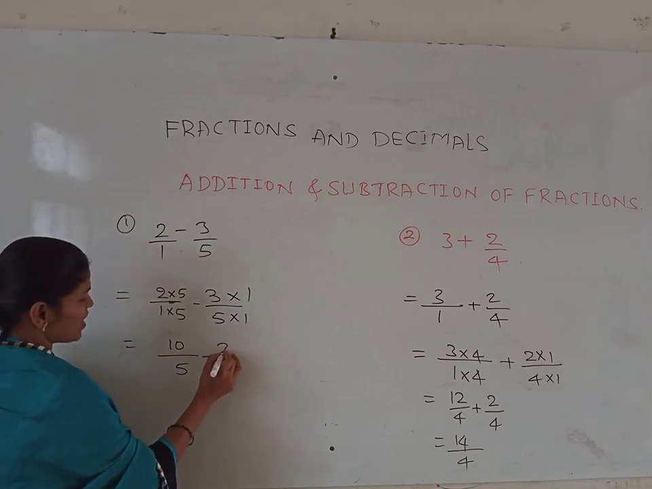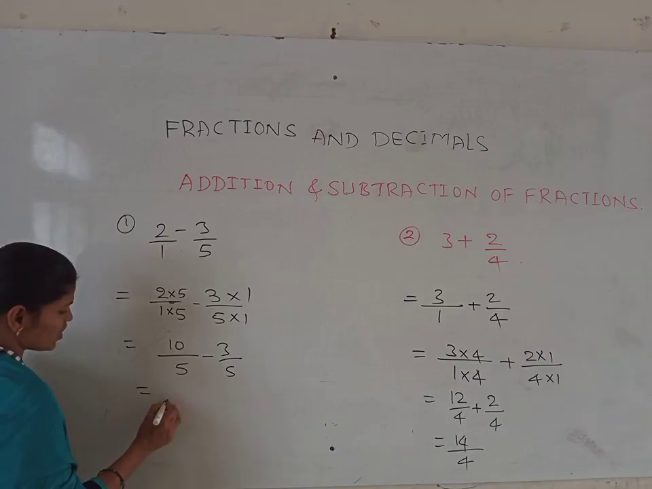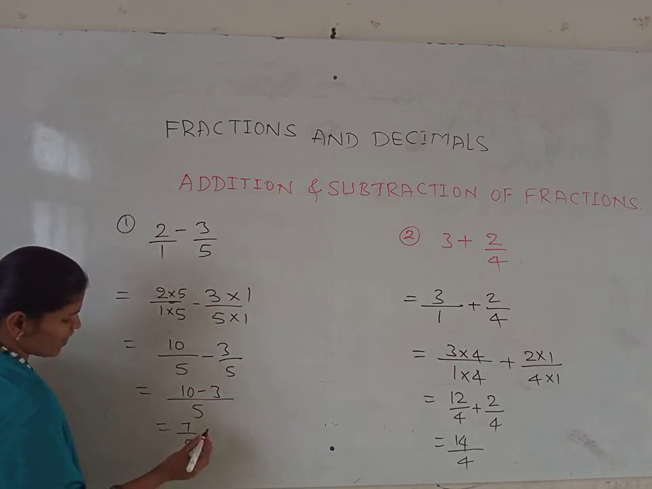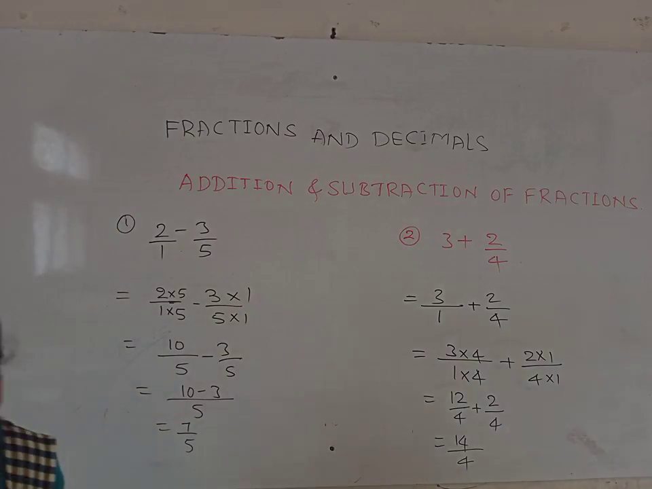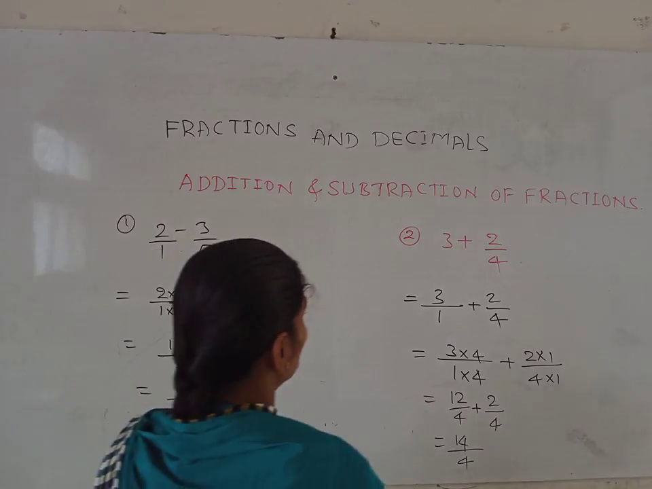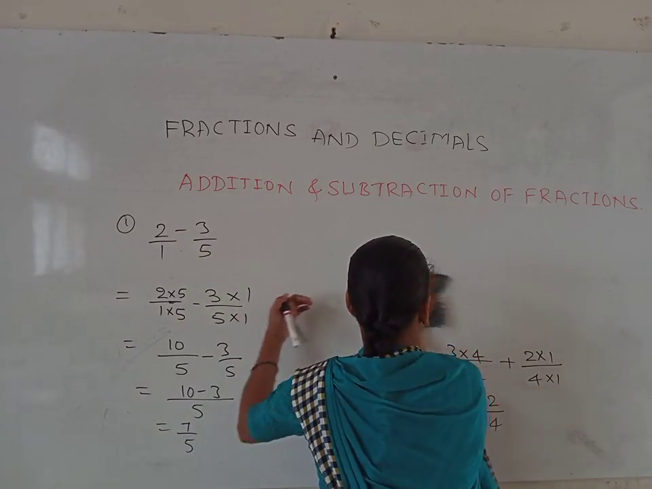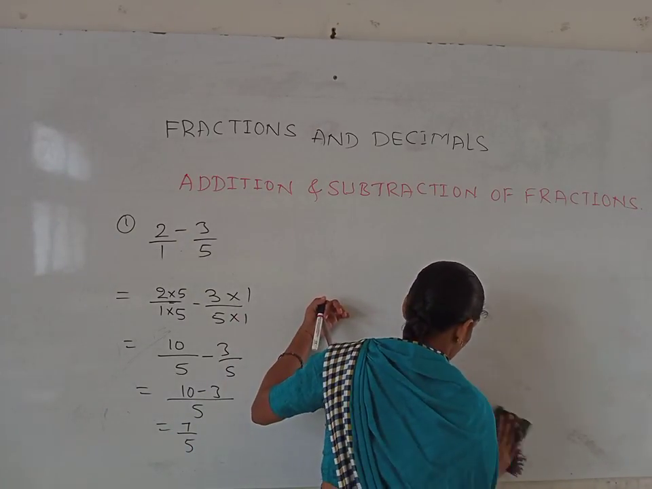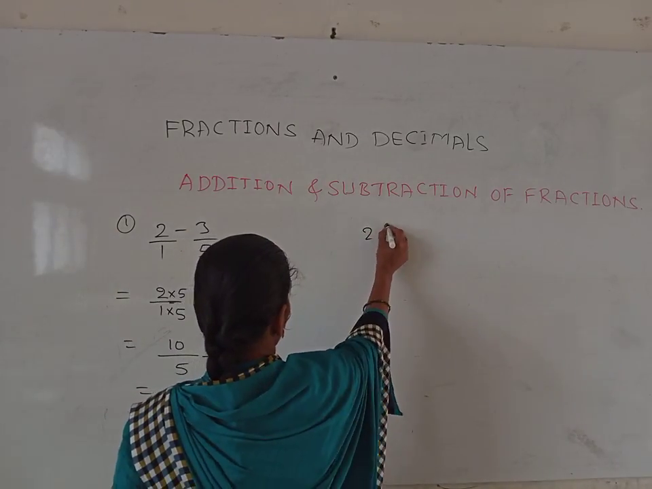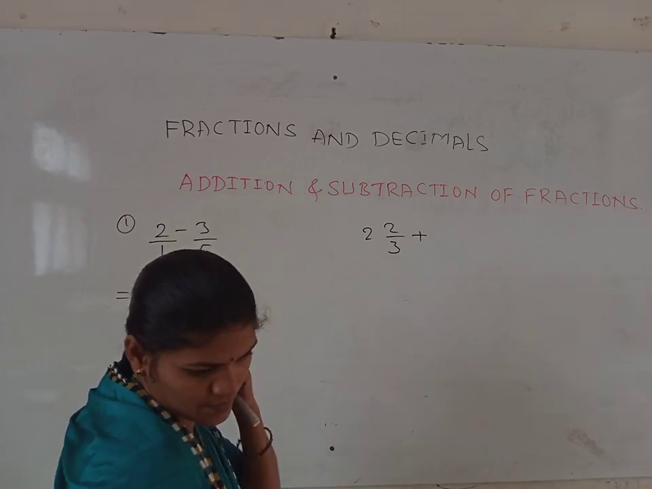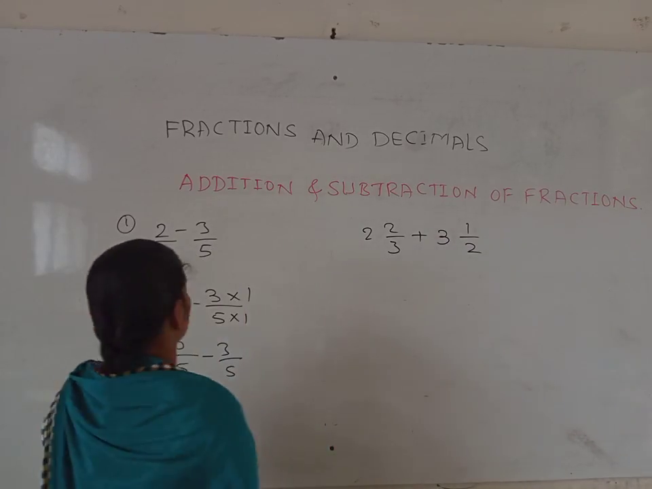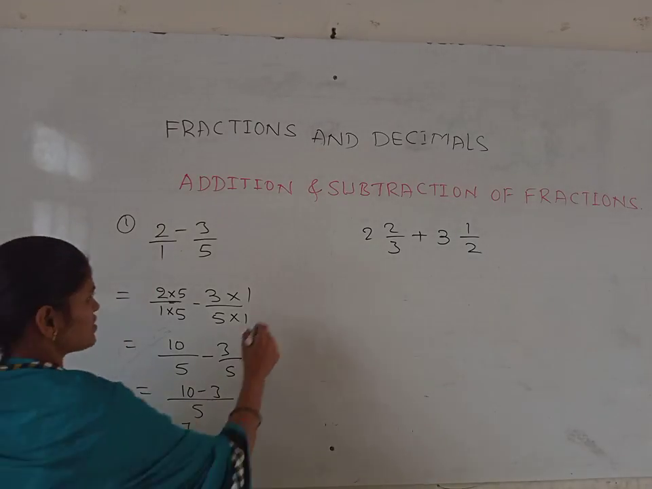3 by 5 minus 3 by 5, denominator same, 10 minus 3, 7 by 5. Is it? One more shall I give from your textbook? 2 integer 2 by 3 plus 3 integer 1 by 2, mixed fraction addition. Yes, solve fast.